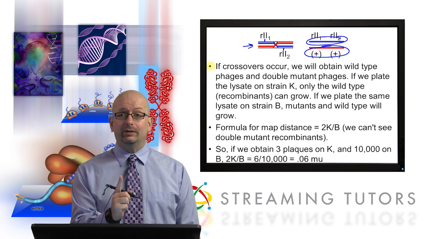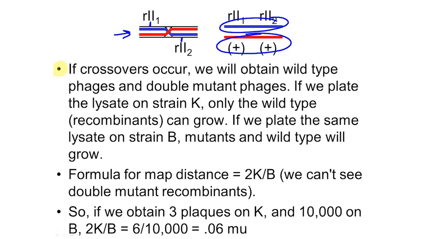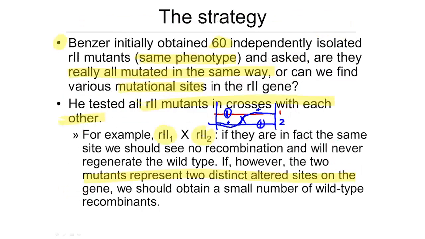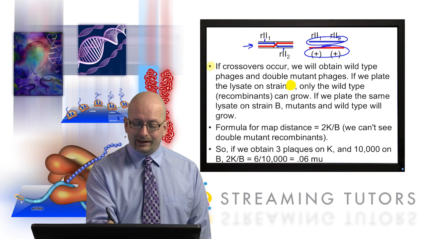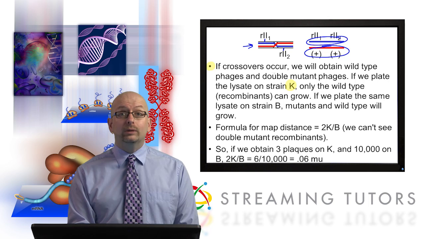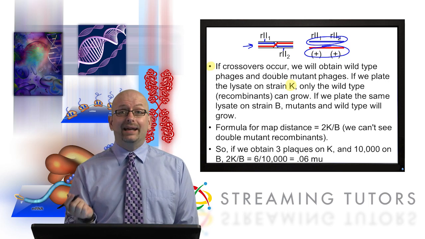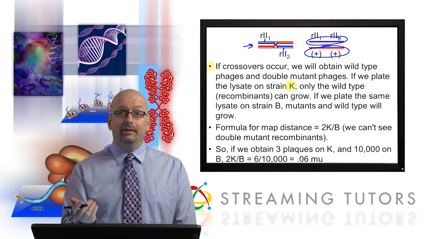Check out the logic of how to see this. If we plate the lysate on strain K, only the wild type recombinants can grow, right? Because look back at what we said over here. Wild type phage can grow on strains B and K, right? The mutants can only grow on B. So again, look at this idea here. If you plate the lysate on strain K, the mutants can't grow on strain K. Only the wild type can. So anything that grows on strain K is wild type, and the only way that came about could be from an intragenic recombination of the type that Benzer was postulating here.